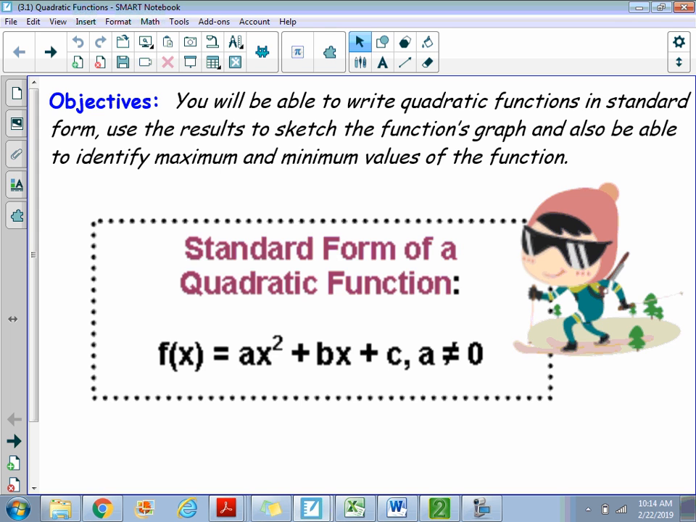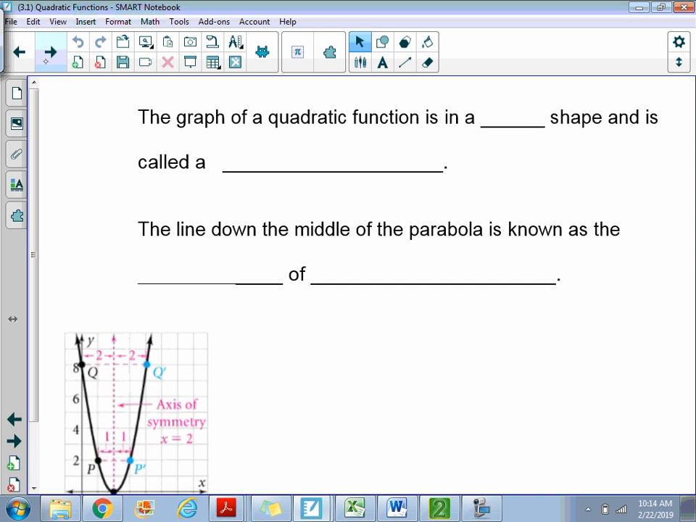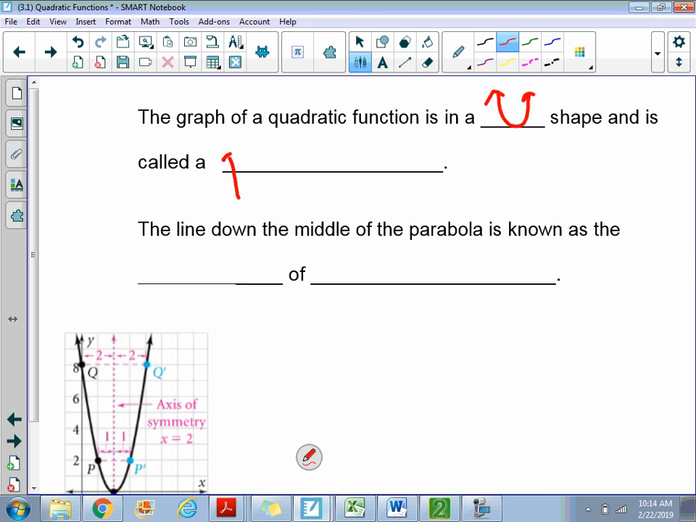So the graph of a quadratic function is what shape? U. Okay, and it's called a parabola. Spelled parabola. A parabola. But if you're trying to spell it out, spell it parabola. All right, the line down the middle of the parabola is the axis of symmetry. Good.